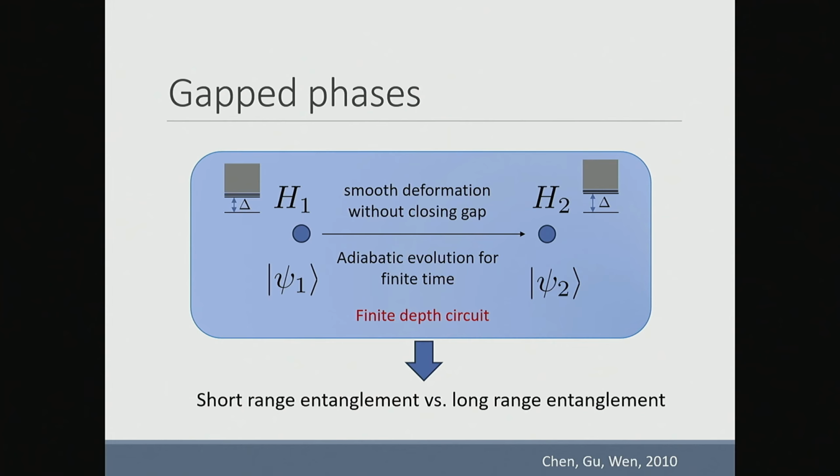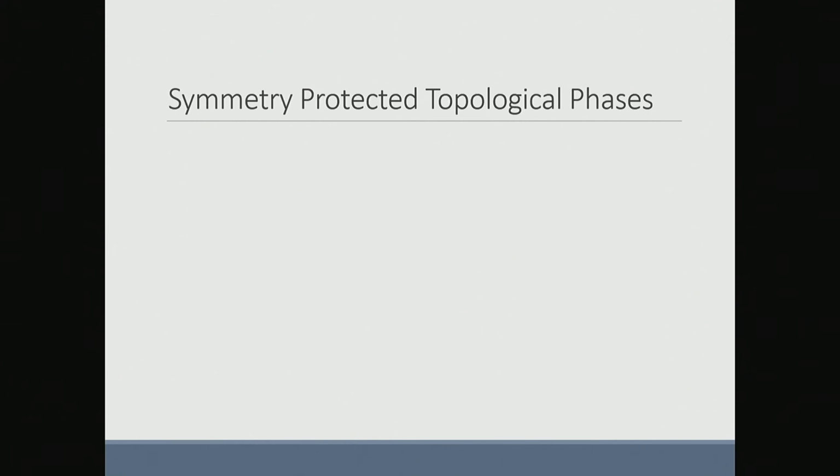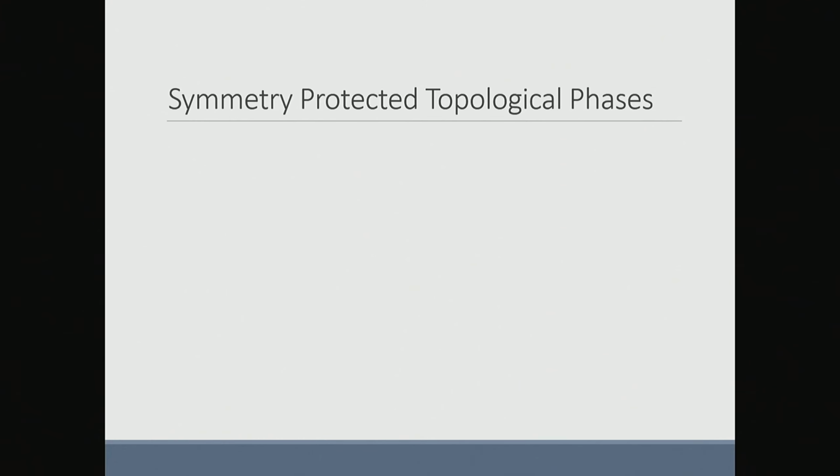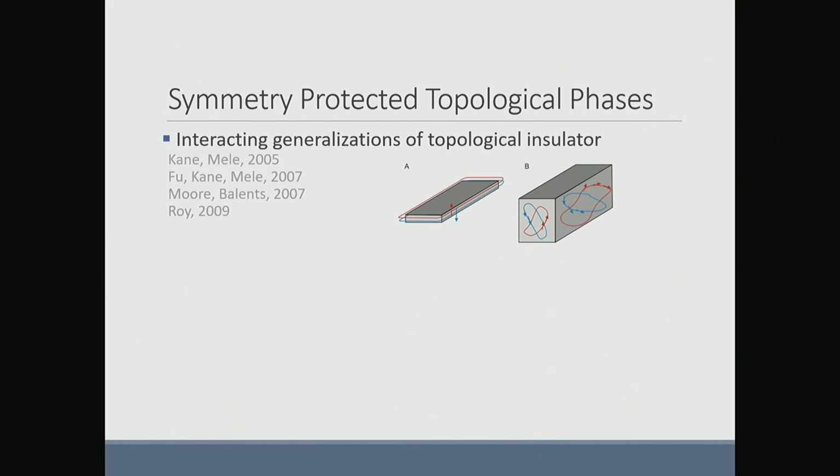The notion of a finite depth circuit leads to our definition of what's called short-range entanglement and long-range entanglement. Any entanglement that can be created by such a finite depth circuit is considered short-range, otherwise it's considered long-range. And at the time, around 2010, if you were coming to the March meeting, the heated topic back in the day was not the definition of phase. It was about topological insulators. And there was a huge excitement about the discovery of topological insulators.